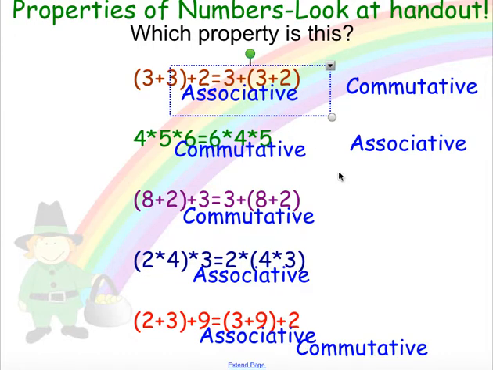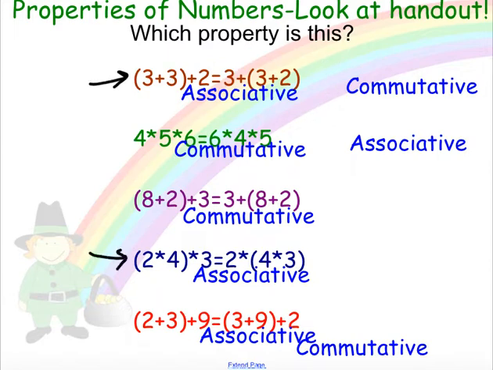Okay, so when we look at these, we can see that these are showing us either associative or commutative. Remember that associative is when we don't change the order, but we do change the grouping, which we have in these cases for sure. And we have it combined with commutative here. And remember, commutative is when we change the order.